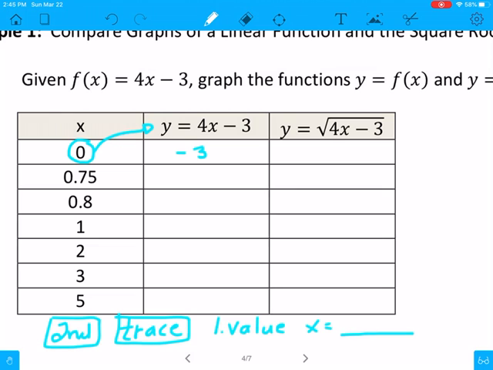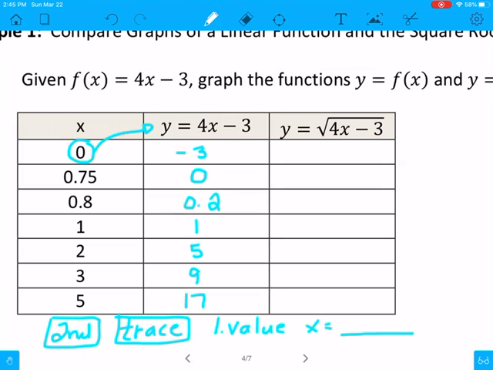So, exciting, right? Okay, so you're going to type that in. So you're going to go second, trace, value, 0.75. And you're going to get a 0. And then you're going to go second, trace, value, 0.8. And you get 0.2. And then second trace value 1, or you can go back to the table. And at 1, it's at 1. At 2, it's at 5. At 3, it's at 9. At 5, it's at 17, which is probably off of this lovely graph.